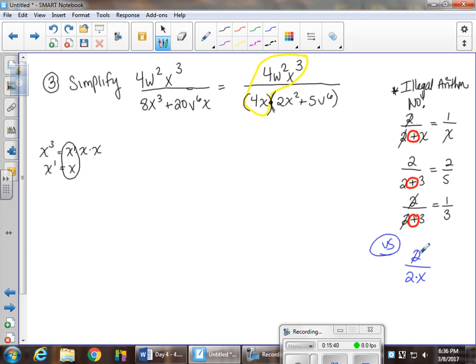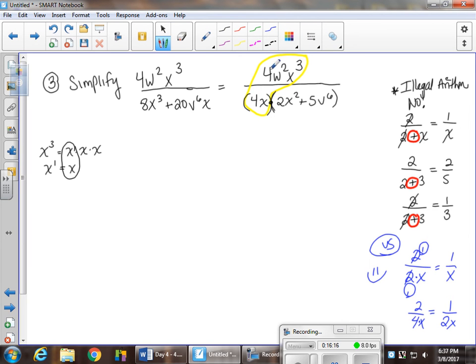2 goes into itself once, and I get 1 over x. Similarly, if I had 2 over 4x, well, as long as it's multiplication, you could tell me that's the same thing as 1 over 2x. That is completely a happy arithmetic legal move, all right? So coming full circle, can't touch anything inside these parentheses, but this needs to be simplified. And we're going to do it one term at a time.